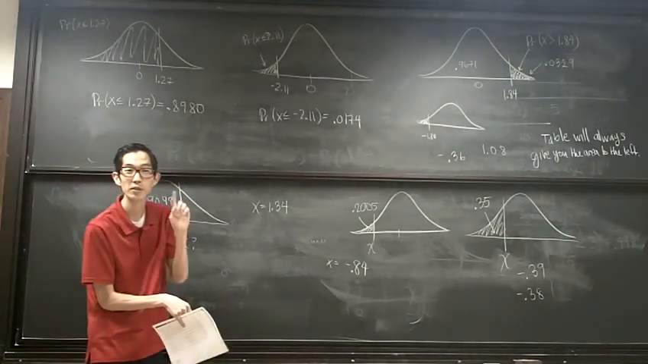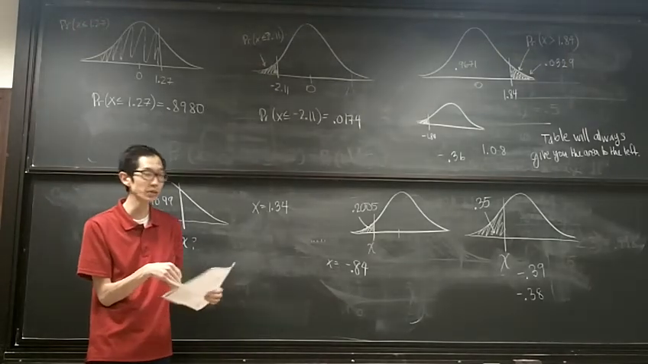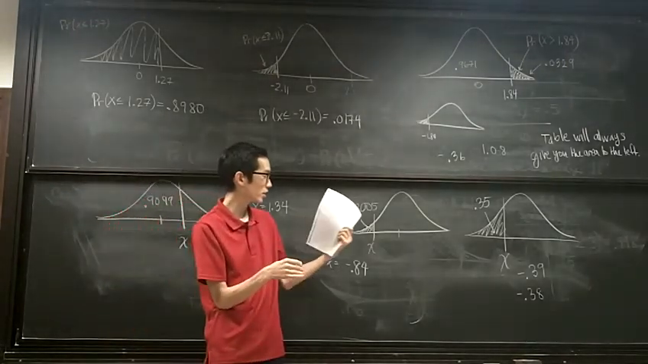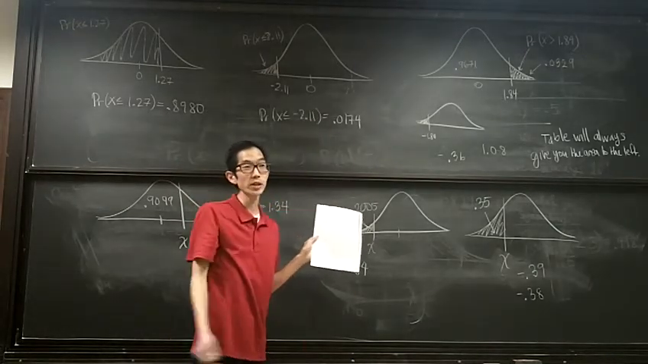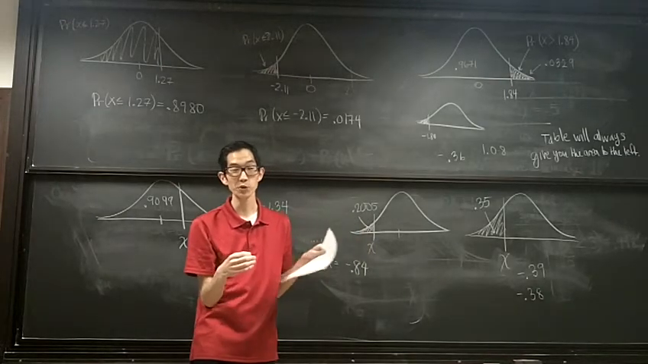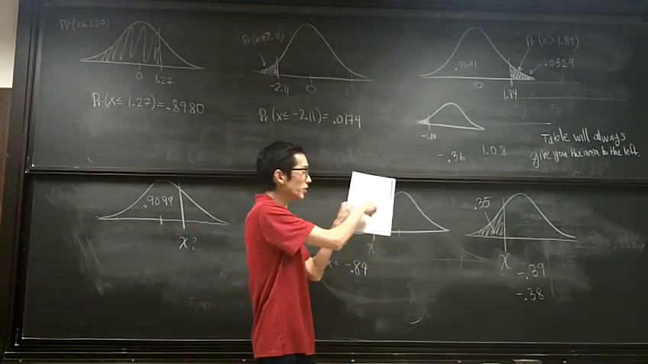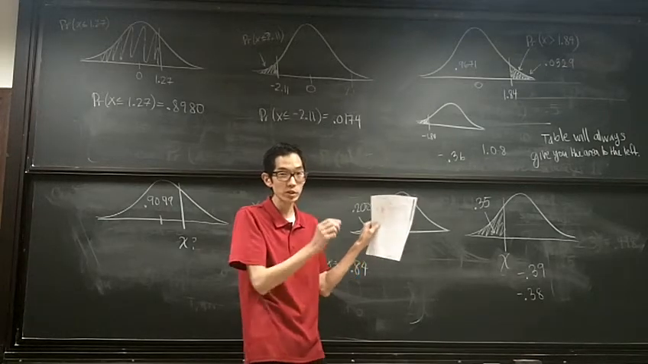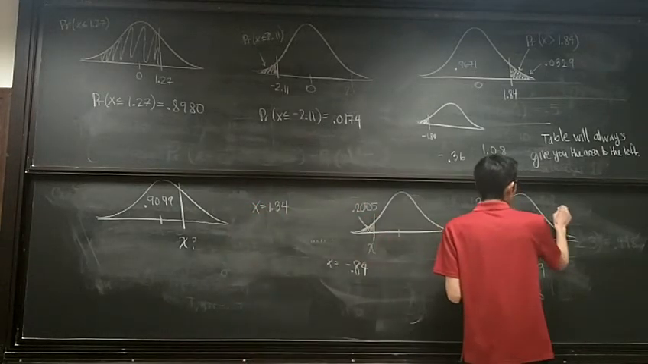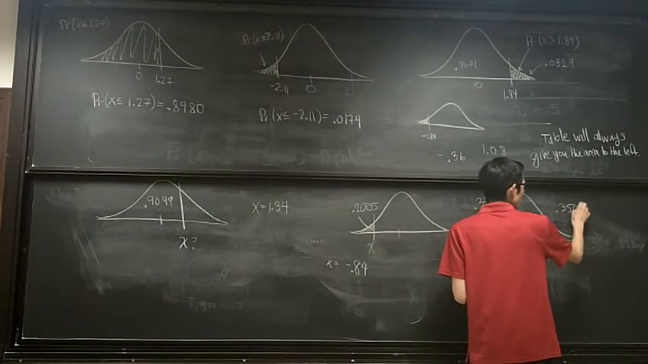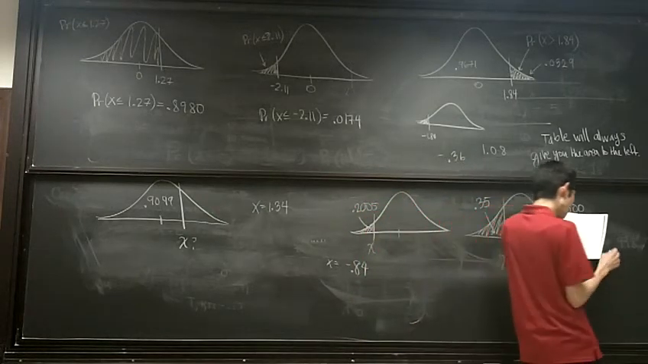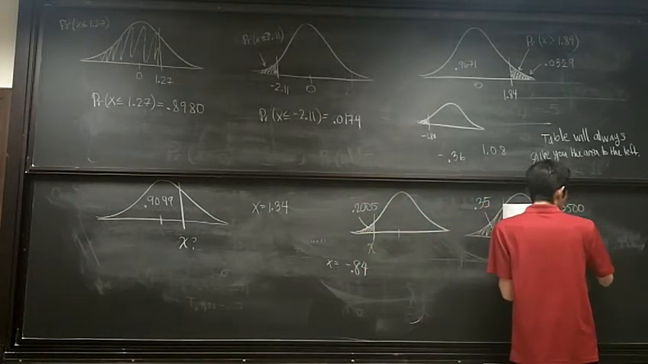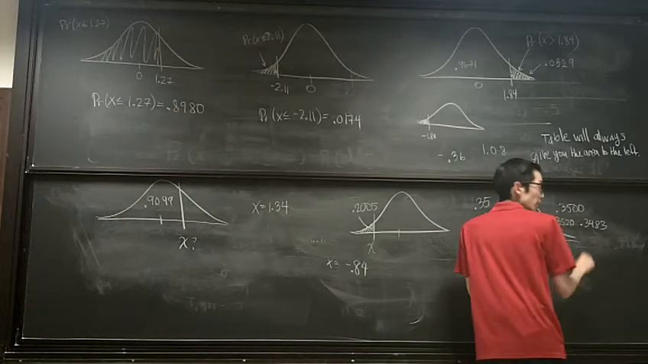Yes, question. How did I get negative 0.39? So remember, I'm looking for the x, for where I should draw my vertical line so that the area it gives me is 0.35. In the entire table, I'm looking for the number that's closest to 0.3500. What I see is 0.3483 and 0.3520. Can you find that in the table?